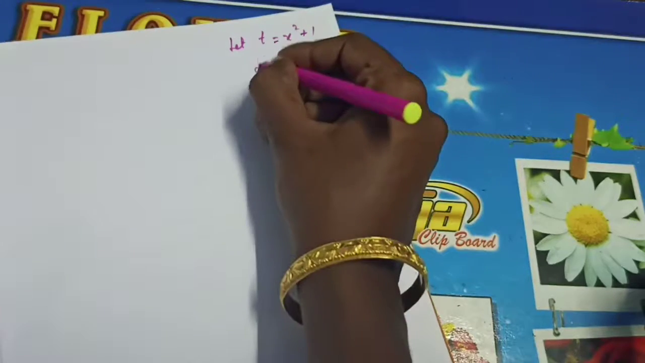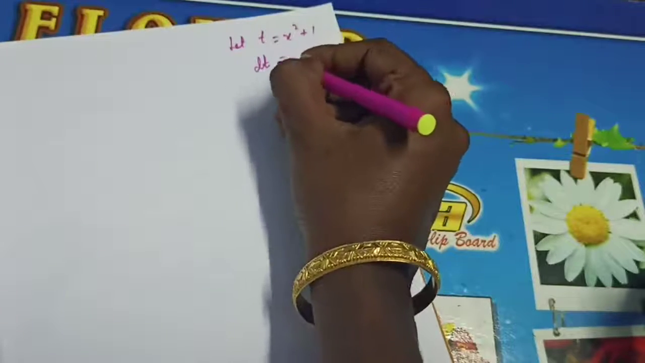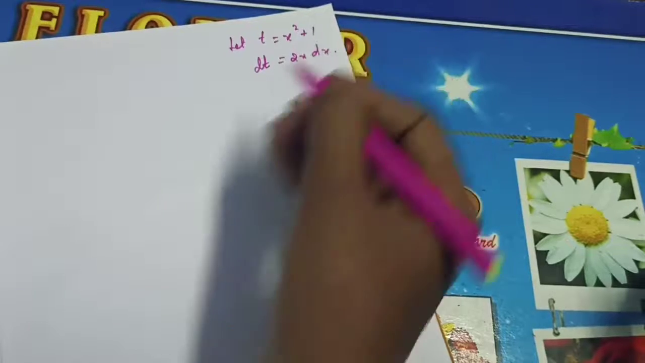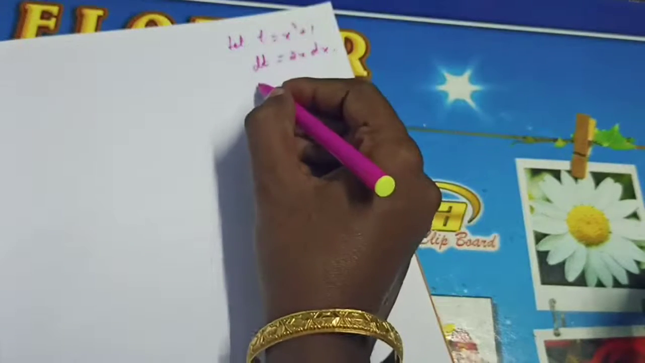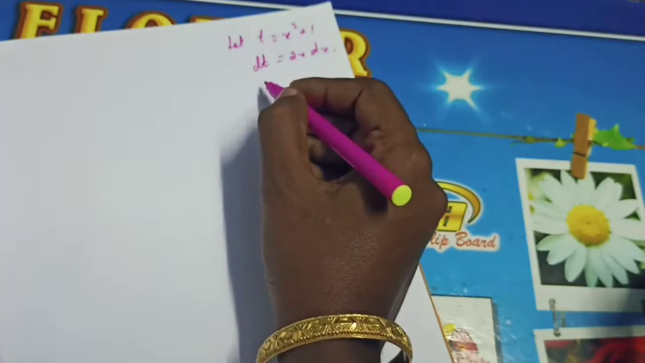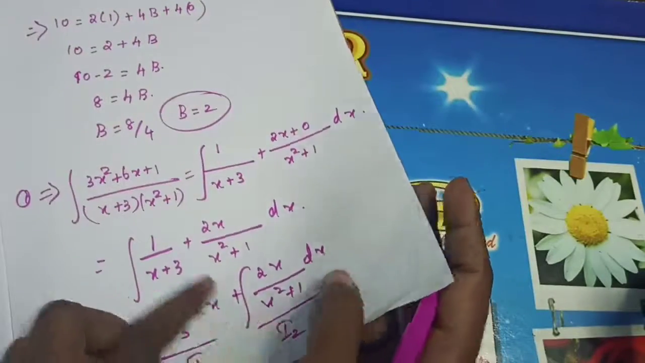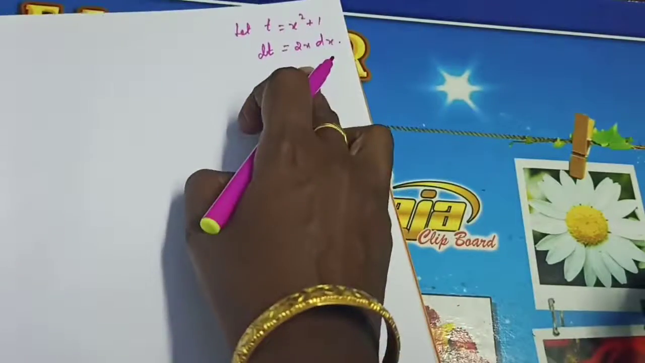If you are differentiating, what will happen? Last year you have learned dt is equal to 2x dx. This will become 0. Correct? 2x dx. Yes. So what will happen then afterwards? Now listen to the question. Now t I chose is this denominator value, then dt when I am finding, how much did I get?